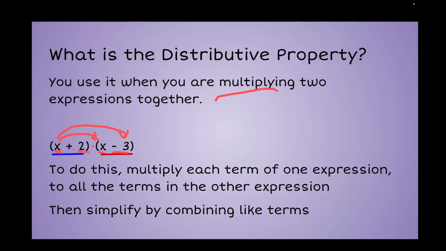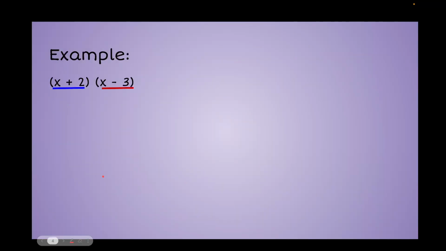Okay, and great. And then you do the same thing with the other term in the expression. So 2, we multiply it by x, negative 3. And then after that, it's important to remember to combine like terms. Let's do this example real quick. That was on the other one. So I'm going to underline my terms.